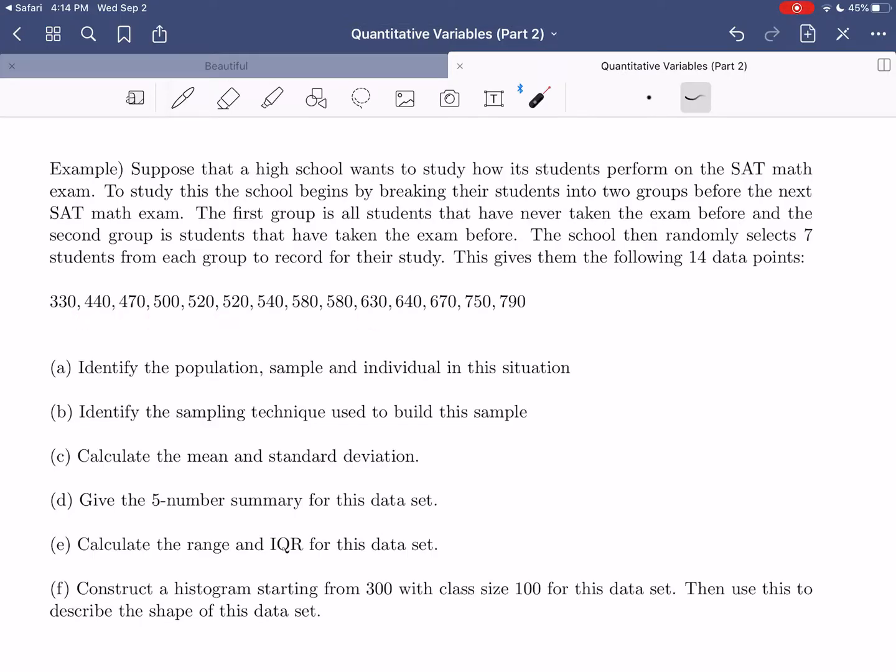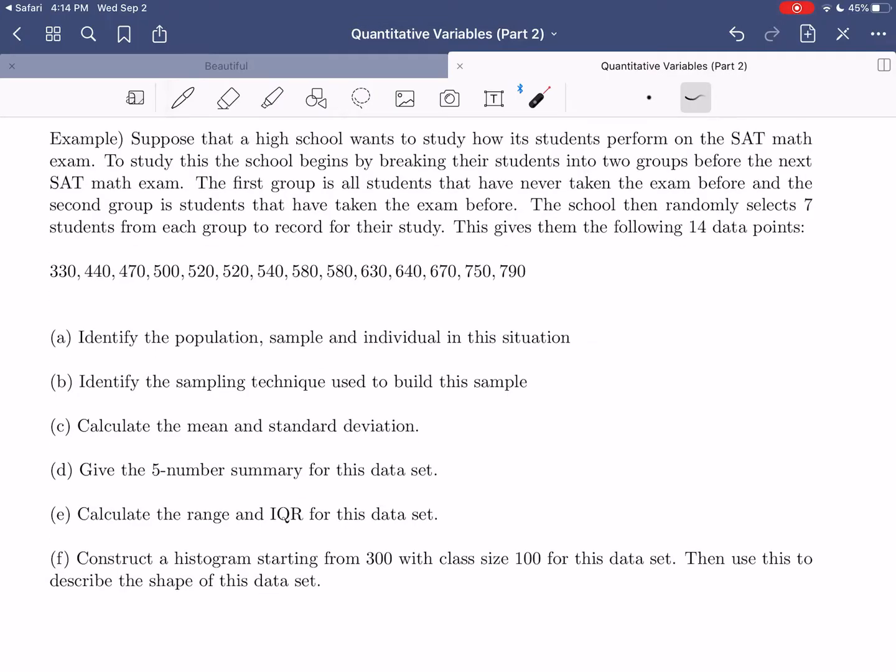So somebody scored a 330, somebody scored a 440, somebody scored all the way up to a 790. If you've taken the SAT math exam, you'll know that the scores range from 200 to 800, 200 being the lowest, 800 being the highest. All right, so let's go ahead and do our standard analysis.